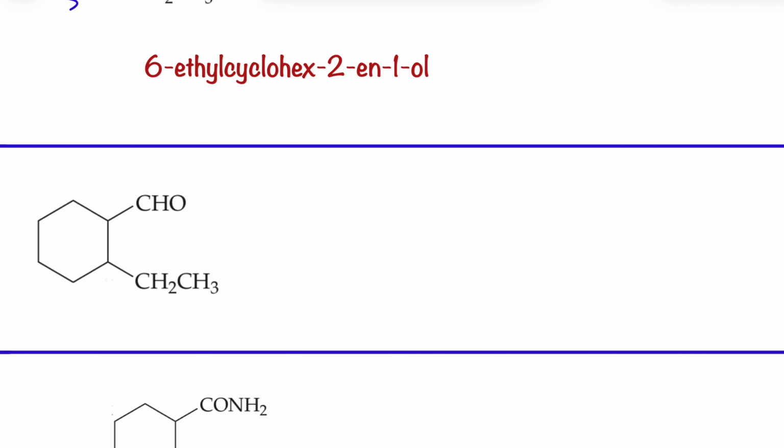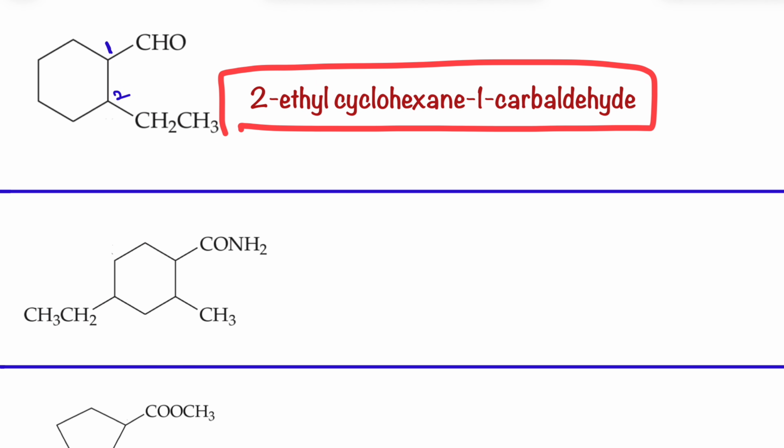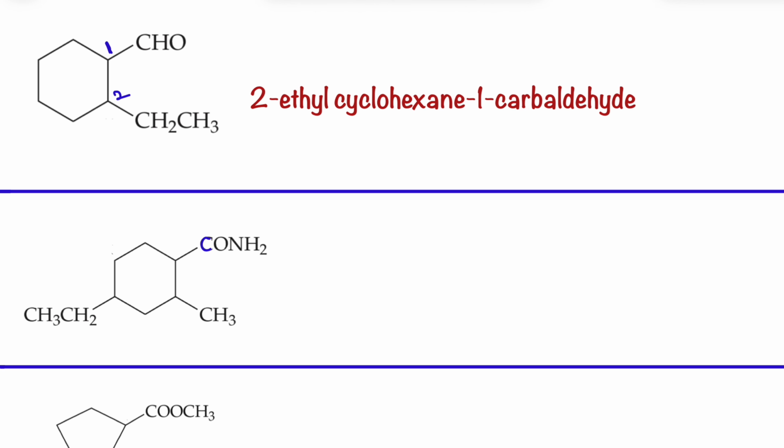Next, here the chain terminating functional group is directly attached to the ring system like this. So this is a branch located at the second place, 2-ethylcyclohexane-1-carbaldehyde. So this is the name of the compound. Now you have an amide functional group directly attached to the ring system: first carbon, second, third, fourth, fifth and sixth. Methyl, ethyl, alphabetical order, they are prefixes. 4-ethyl-2-methylcyclohexane carboxamide.